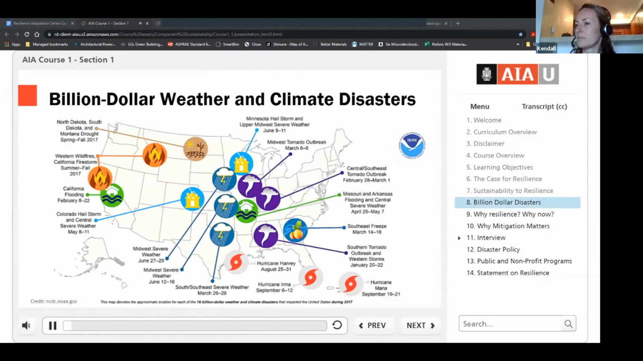NOAA's National Centers for Environmental Information tracks and evaluates climate events in the U.S. Since 1980, the U.S. has sustained 218 weather and climate disasters where overall damage costs reached or exceeded $1 billion. The total cost of these 218 events exceeds $1.2 trillion, and this total does not include the full costs for Hurricanes Harvey, Irma, and Maria in 2017.